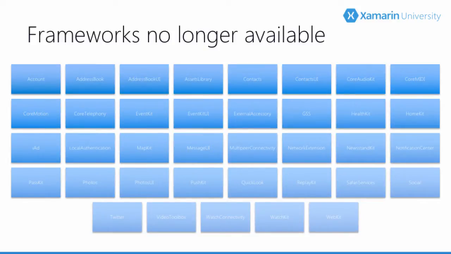So while we have some frameworks that we can use, there's also plenty of frameworks that are not available to us on tvOS. And these frameworks either just don't make sense for a TV, or at this point in time, they're just not available to you. So that includes Contacts, Address Book, HealthKit, EventKit, and many more.